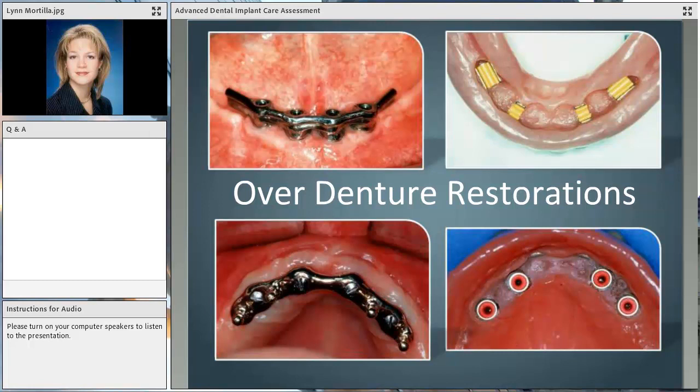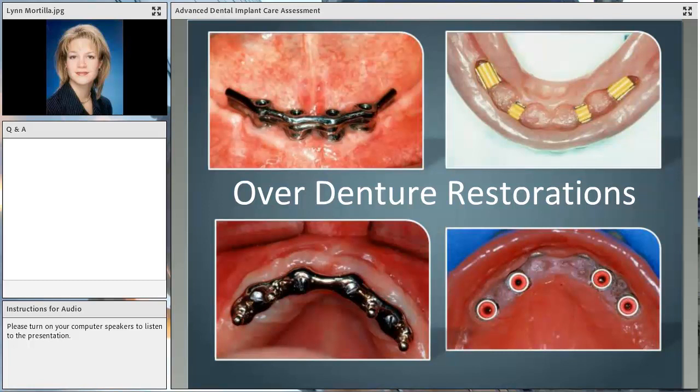What you're looking at here are overdenture restorations. That upper half, those little yellow clips that you see there, are Hader clips, and they attach to the bar, in that case on the left side. And that is a bar, and those abutments are built into that bar, and that denture locks onto that bar.